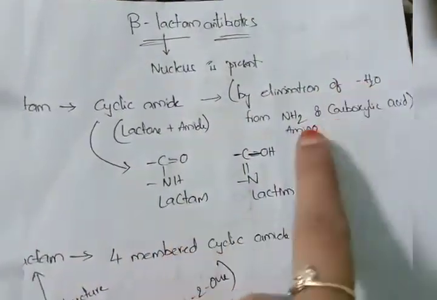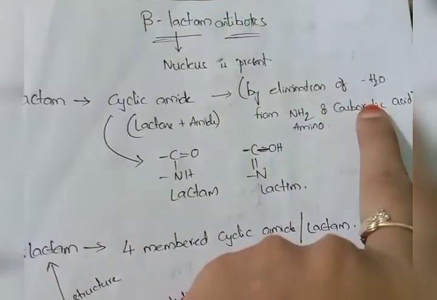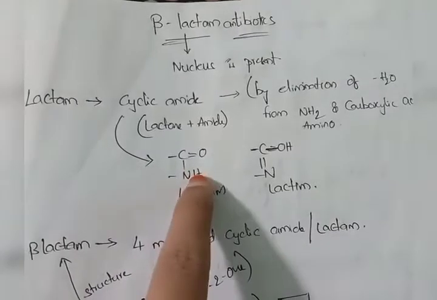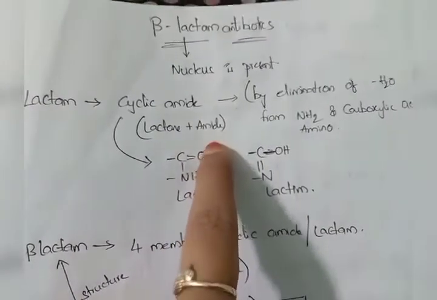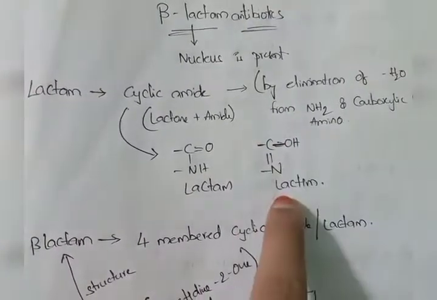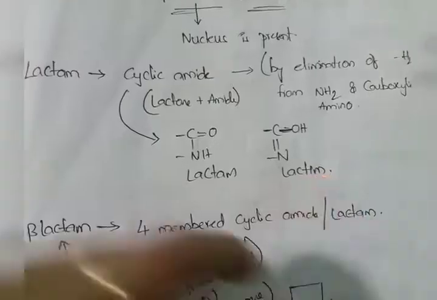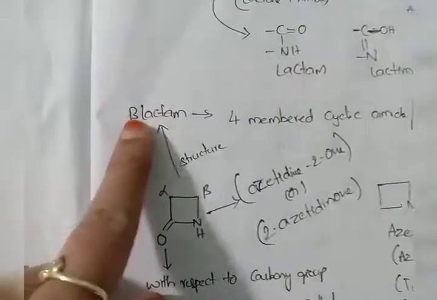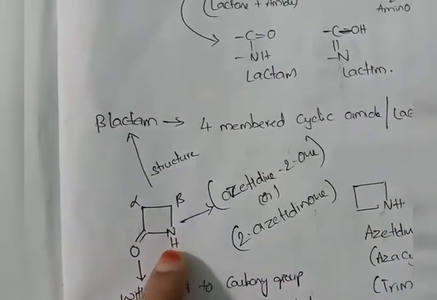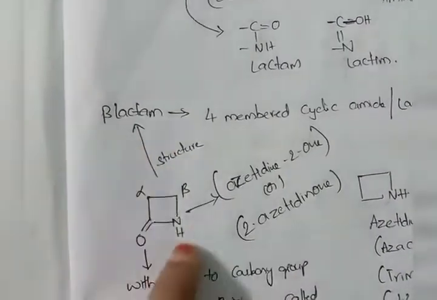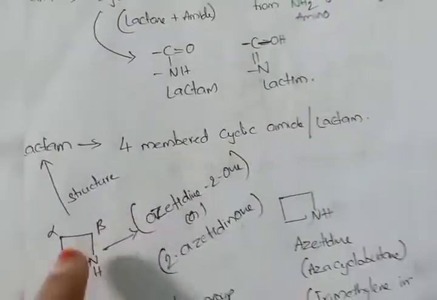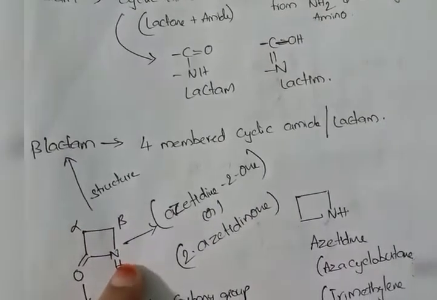By the elimination of a water molecule from the amine group and carboxylic acid group, we are going to get this lactam. So this is the lactam ring. By transfer of this hydrogen atom here and the double bond being transferred here, we can call it lactim. So this is the structure of the beta-lactam ring. Here the amine group is there and the keto group is there, right? This is the beta-lactam ring. It is nothing but a 4-membered cyclic amide or lactam.